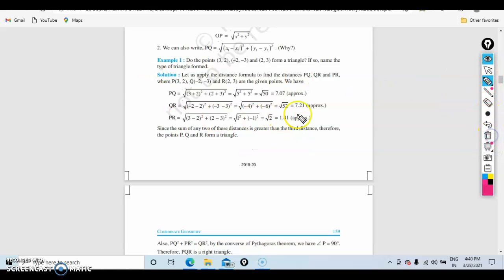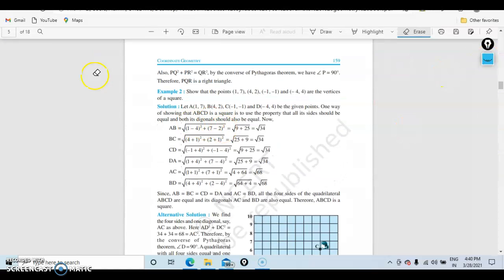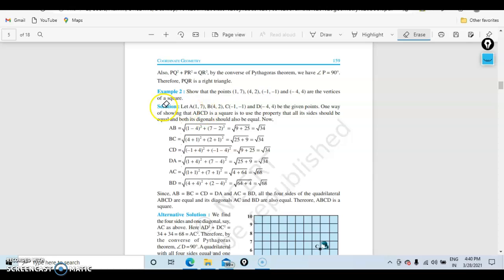These calculations you can do yourself because it is very easy. You have to use the distance formula. The distance formula is this one: x2 minus x1 whole square plus y2 minus y1 whole square. This is the distance formula you have to use for this question. Then coming to the next one, so it's a right angle triangle, over.